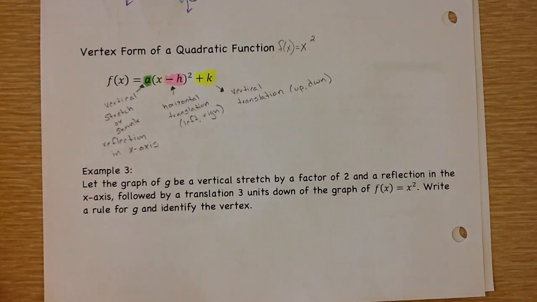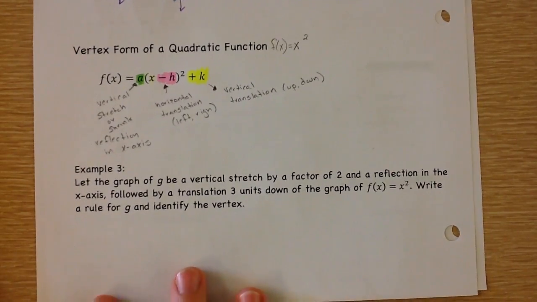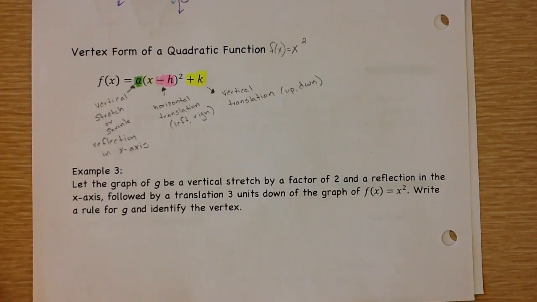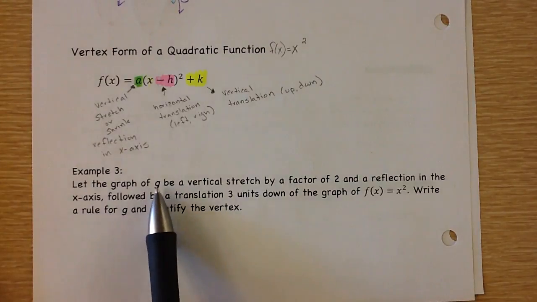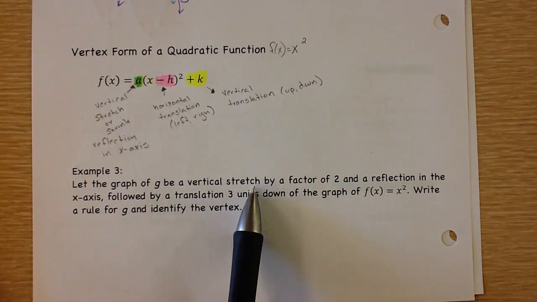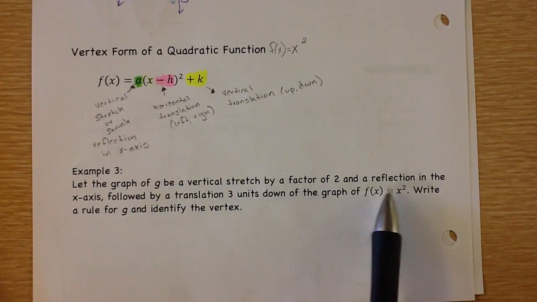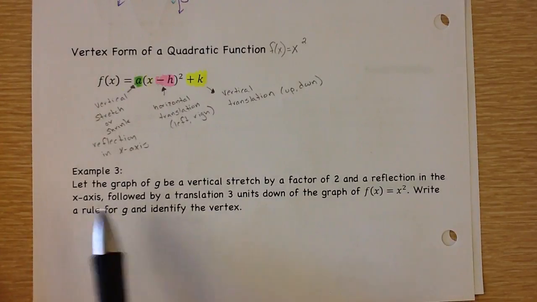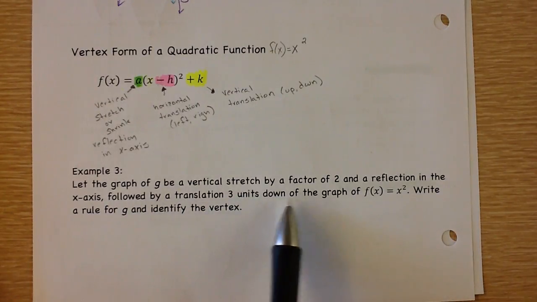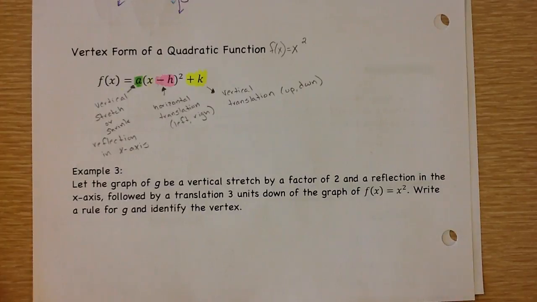All right. So let's go ahead and do example 3 where we're actually going to write our translation. It's very important on multiple translations to do one at a time. Only translate one thing at a time. Okay. So let the graph of g be a vertical stretch by a factor of 2 and a reflection in the x-axis, followed by a translation 3 units down of the graph of f of x.